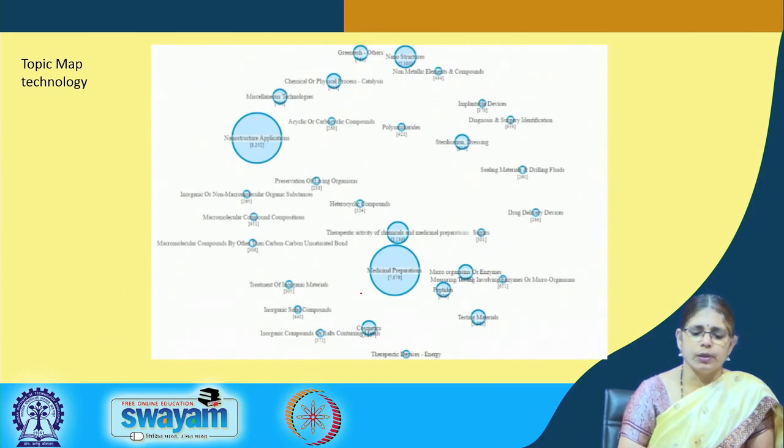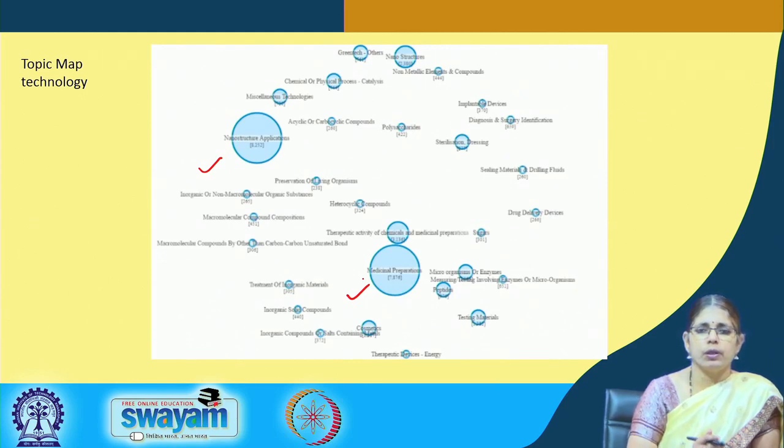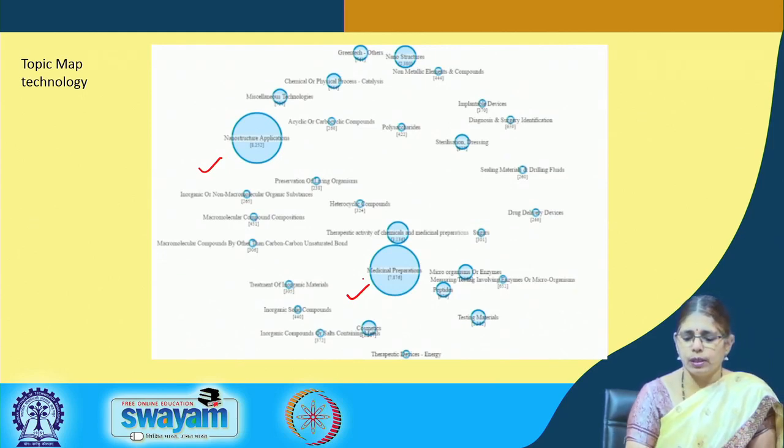This is another spread of the topic map with respect to the areas in relation to one another, sub-technology. So, here we are looking at medicinal preparations and nanostructure applications, which are the predominant ones with respect to the total number of patent applications. What you see in the bracketed number is the total number of patents represented in that particular area.